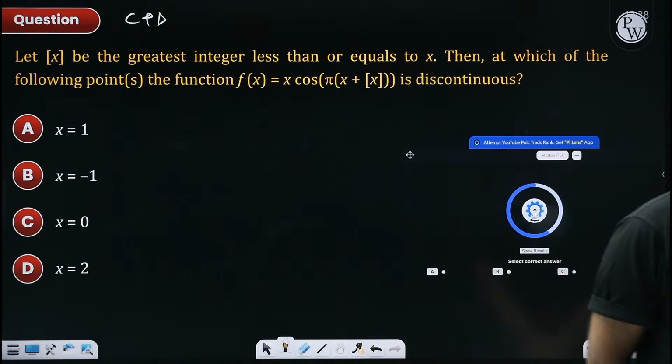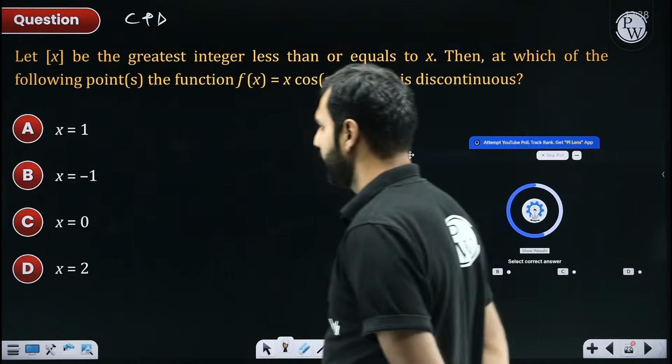Are you all trying? Are you all doing it?